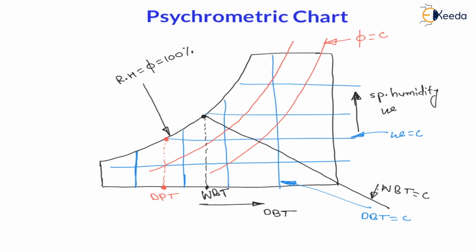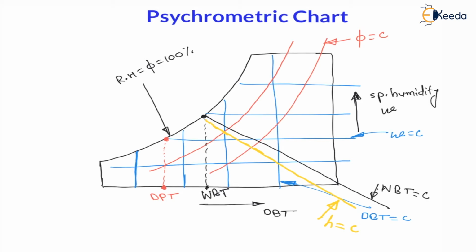Constant enthalpy lines are also sloping downward to the right, right? Constant enthalpy lines are also inclined lines sloping downward to the right. My dear students, truly speaking, there is slight deviation between the constant enthalpy line and the wet bulb temperature line. Here you can see the constant enthalpy lines will look like this. Let us say this yellow color is a constant enthalpy line. Means on this line at any location enthalpy will be constant.